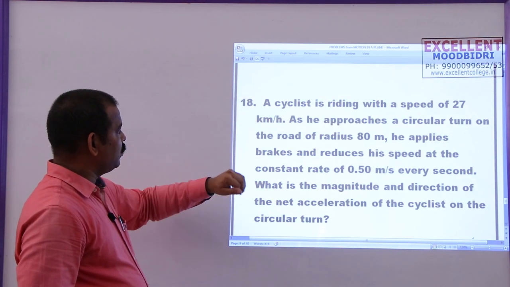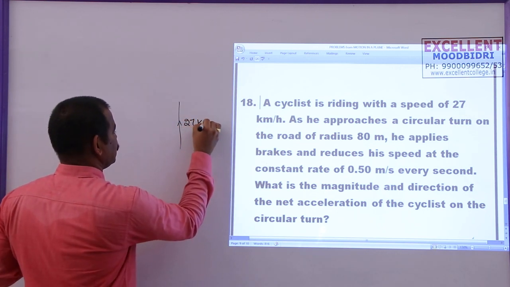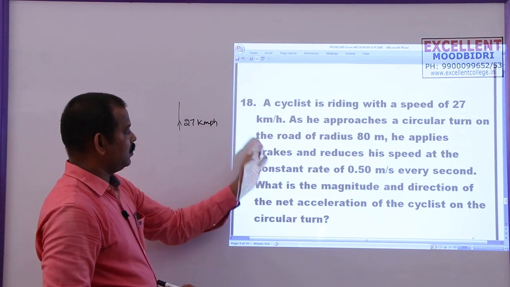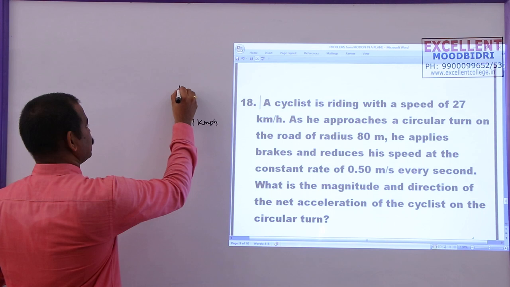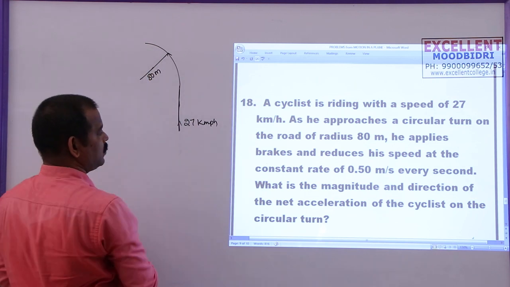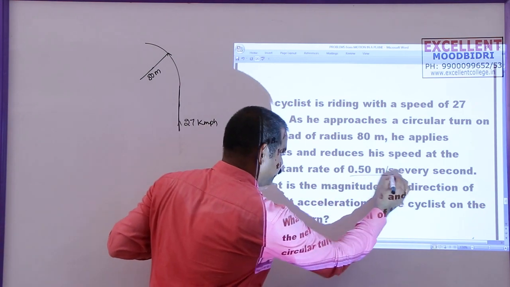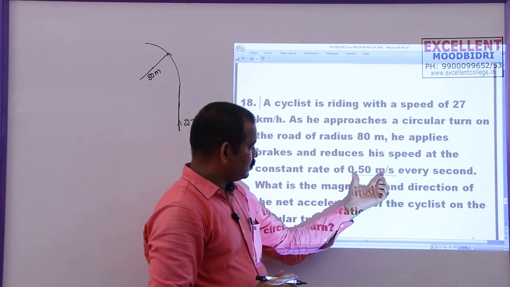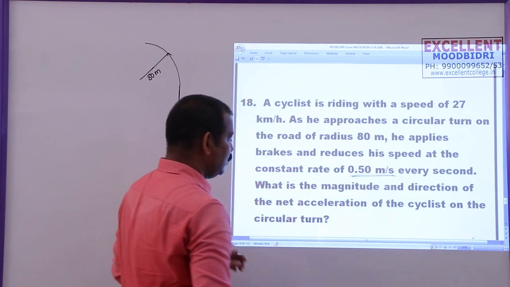18. A cyclist is riding with a speed of 27 kmph. As he approaches a circular turn on the road of radius 80 meter, he is moving in a straight road first. So this is a circular turn. What is the radius of this one? Radius is 80 meters. He applies brakes and reduces speed at a constant rate of 0.50 meter per second for every second. That is, speed is reducing this much for each second. That is, change in speed per second is nothing but acceleration.